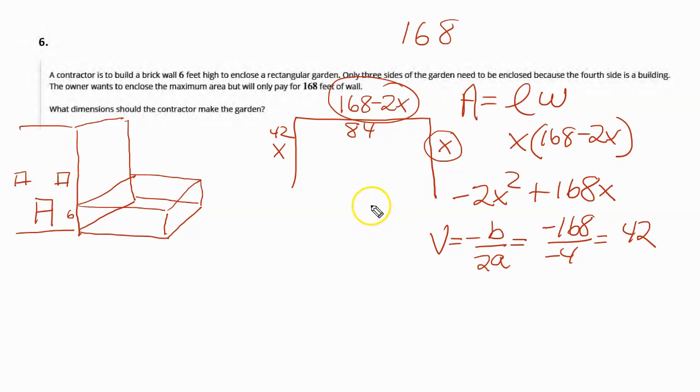Ooh. So again, not too hard if you know what it is and what you're looking for, and keeping in mind that this 6-foot-high wall wasn't used here at all unless they wanted the volume, which they're not asking for here. So what are the dimensions? The dimensions would be 42 feet by 84 feet. And this completes our practice.